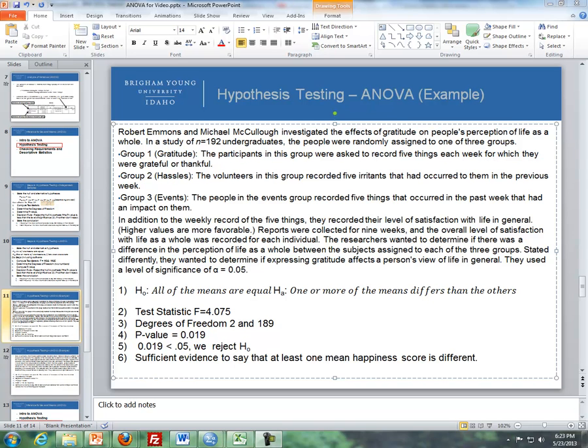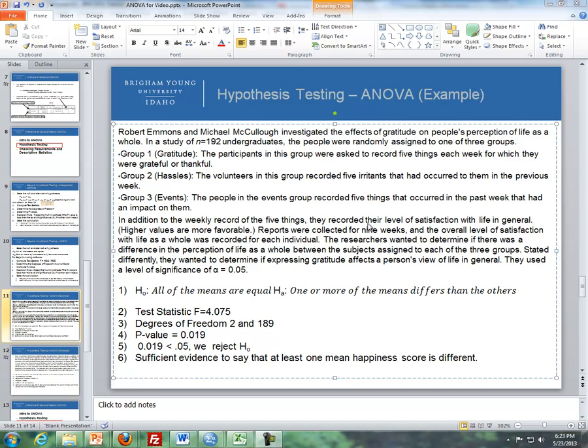This is a continuation of ANOVA, which is inference for several means. We left off with this problem where Emmons and McCullough had 192 graduates and divided them into three groups: gratitude, hassles, and events. Each of these groups recorded 5 events. Gratitude was 5 things they were grateful for, hassles 5 irritants, and events 5 things that occurred in the past week that had an impact.